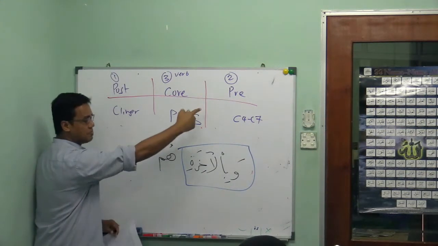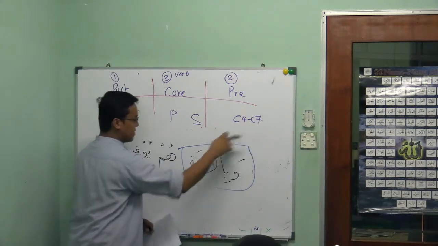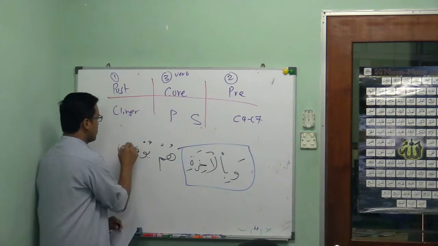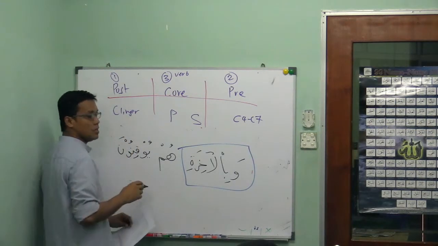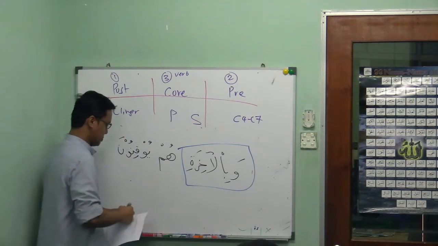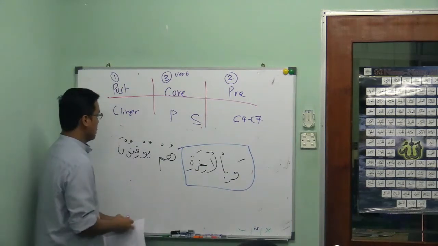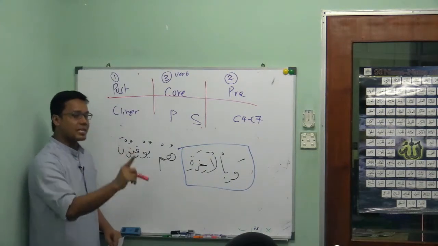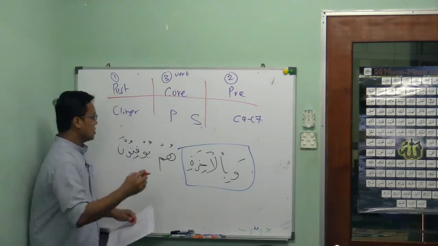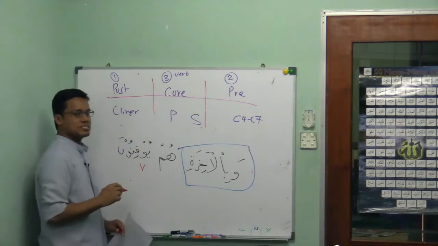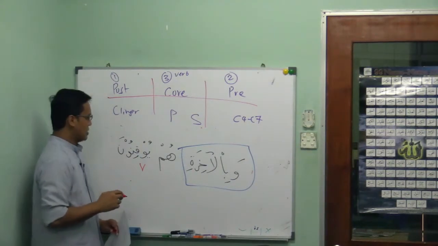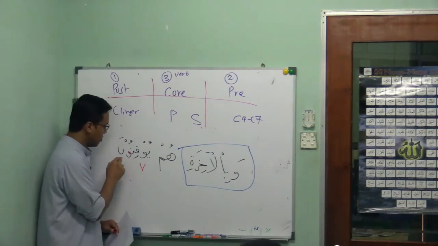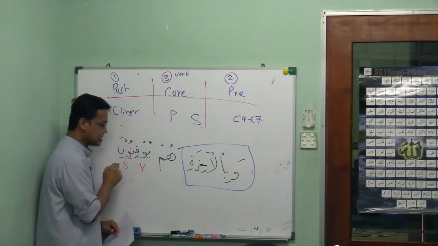First, there is no pre because there's nothing from C4 to C7. Whom is not C4 to C7? Whom is C1? Okay? So is there a verb? There is, right? Because of the ya. So when there is a verb, you hack the verb first. So you have a verb, which is see. Okay? And then you have, what's familiar there? Waw nun, which is an S.